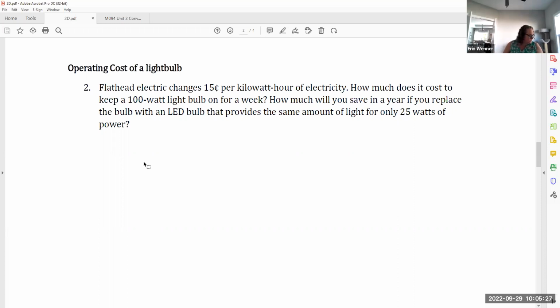Let's just see. So Flathead Electric charges, I see it says changes, but it's charges, 15 cents per kilowatt hour of electricity. How much does it cost to keep a 100-watt bulb on for a week? And then what if we change to a 25-watt bulb, and what will we save in a year?